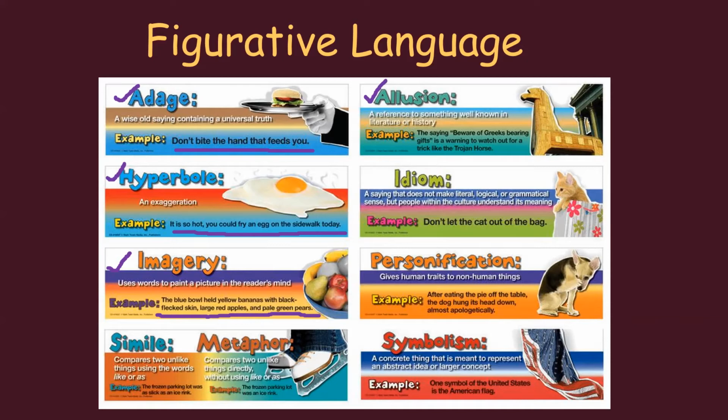Allusion is a reference to something well known in literature or history. These are not so common, but they are used in figurative language, in communication. So check out the example that we have here. The saying, beware of Greeks bearing gifts. So that is sort of like a warning to watch out for tricks.